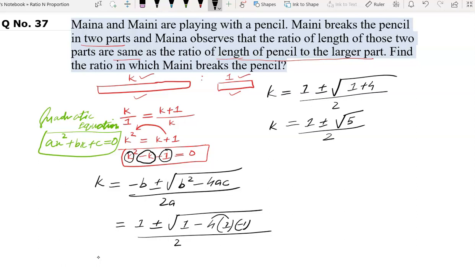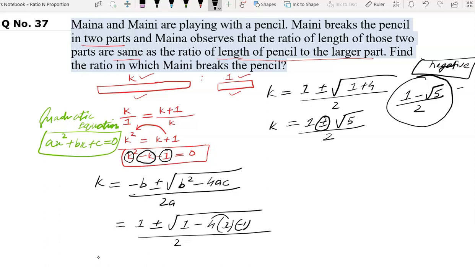Now if we look at 1 plus or minus root 5 by 2, this could be minus or this could be plus. If it's negative, this will be 1 minus root 5 by 2. But we can see here root 4 is 2, and root 5 will be greater than 2, so our answer will come in negative. So we will ignore this because the pencil length cannot be negative. So we will ignore minus, and take k is equal to positive 1 plus root 5 by 2. So we have got the value of k.